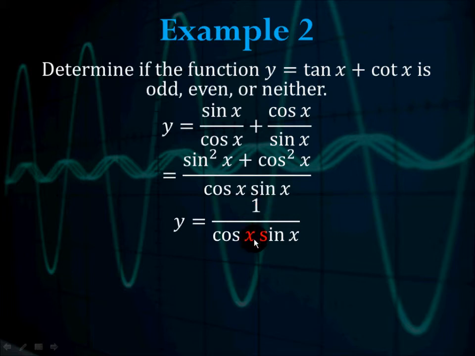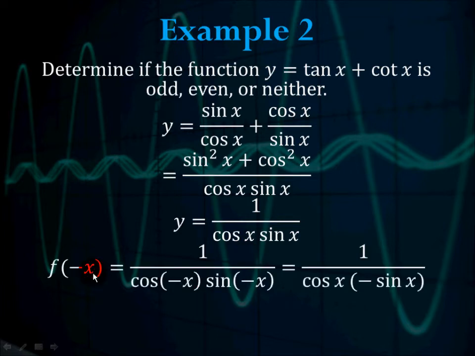Alright, so 1 over cosine x sine x. Now all we've done here is convert tangent x plus cotangent x to this thing with sines and cosines. Now what we can do is plug in negative x here and see what we get. So f of negative x is equal to 1 over cosine of negative x sine negative x. Now we remember that cosine of negative x is even, so we have a cosine x here. Sine of negative x is odd, so we have a negative sine x here.